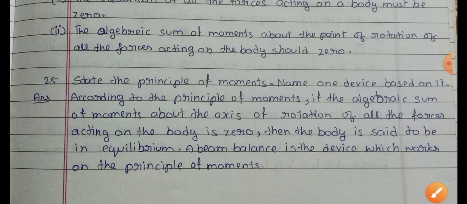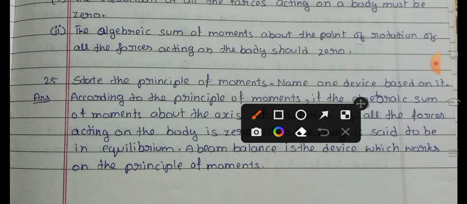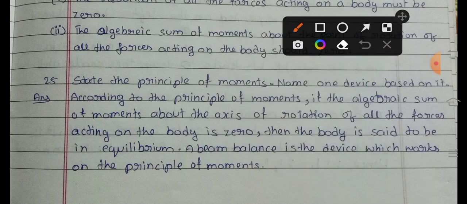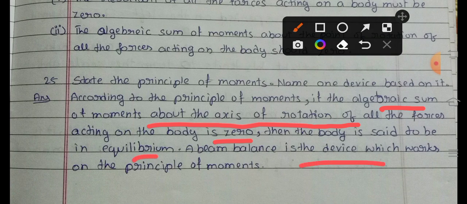25th question. State the principle of moment. Name one device based on it. So the definition for that. According to the principle of moment, if the algebraic sum of the moments about the axis of rotation of all the forces acting on the body is 0, then the body is said to be in equilibrium. In the next question we will discuss it with one example, and then you will understand this principle. A beam balance is the device which works on the principle of moment.